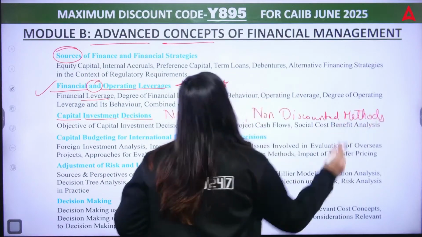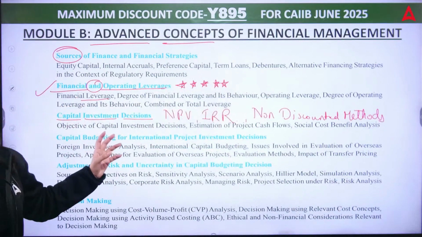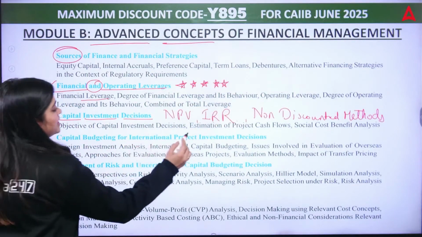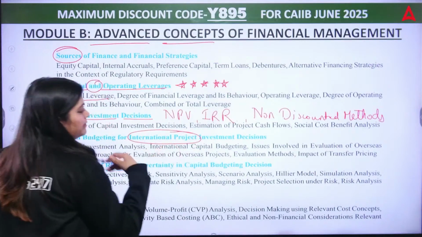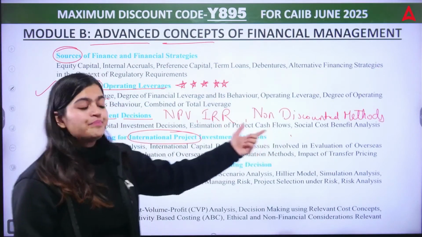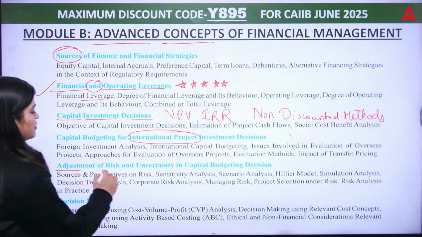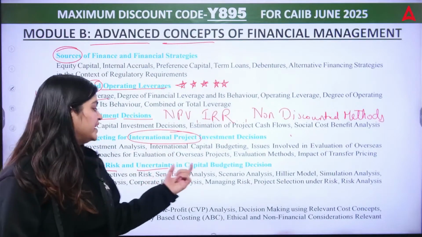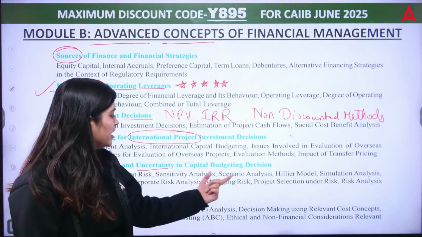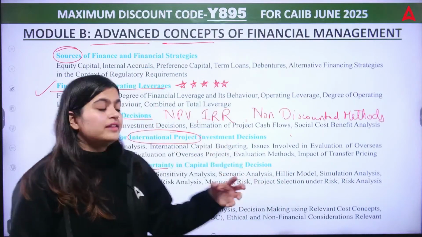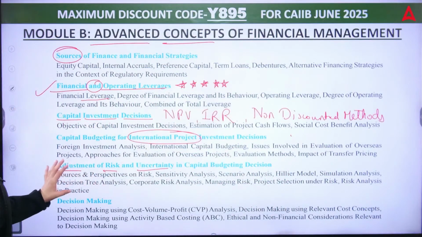So again, this is capital investment decisions, your calculator one. Then based on your international projects, meaning outside the India boundary, if you are looking at any projects, you also need to calculate in this. Then you have the adjustments of risk and uncertainty. Again, in this they are mainly asking about sensitivity analysis. In this they are focusing on scenario analysis, this Hillier model. So again, this is your important numerical topic.